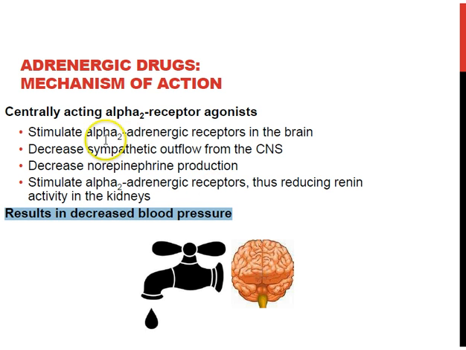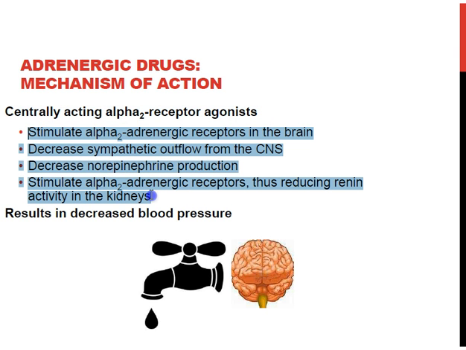Okay, so let's talk about the centrally acting alpha 2 receptor agonists. Centrally acting means they act in the brain. Alpha 2 means that typically, with an alpha 2 receptor, you get peripheral constriction, and an agonist means that it causes peripheral constriction. So all that you're going to have straight in your brain, and then I'm going to tell you what they do, and it's going to be the complete opposite of that.